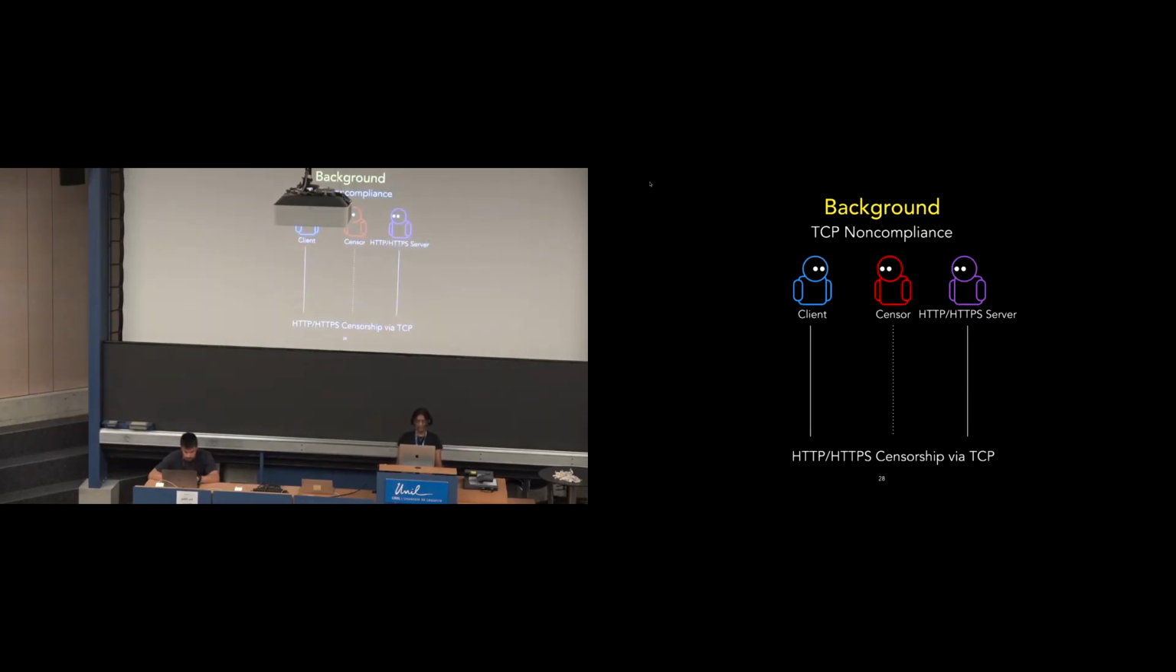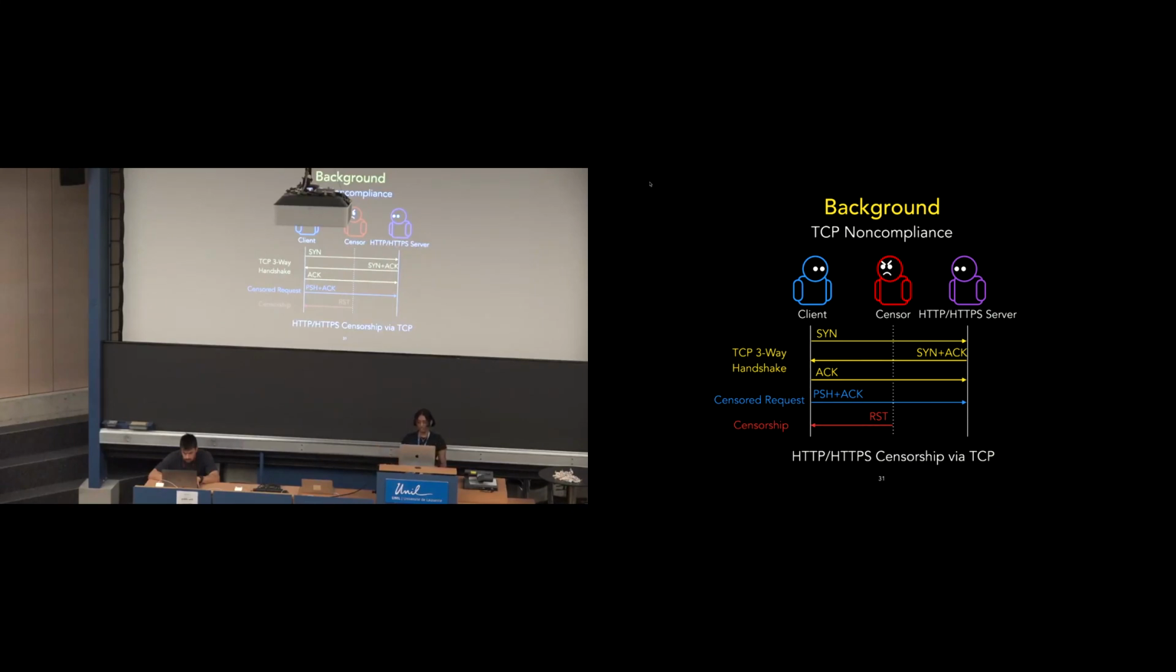So the key idea behind our censorship measurement system is the fact that a lot of censoring middleboxes do not fully adhere to the TCP protocol and are therefore TCP non-compliant. Specifically, we're going to focus on HTTP censorship, but this also applies to HTTPS as well. In this example, usually a client will complete a TCP three-way handshake with a live server, and then subsequently send a censored request in the form of a PSH-ACK. Usually when censorship happens this way, the censor is going to detect the PSH-ACK and then send a blocking response back to the client. Here it's a reset. It could also be a block page.